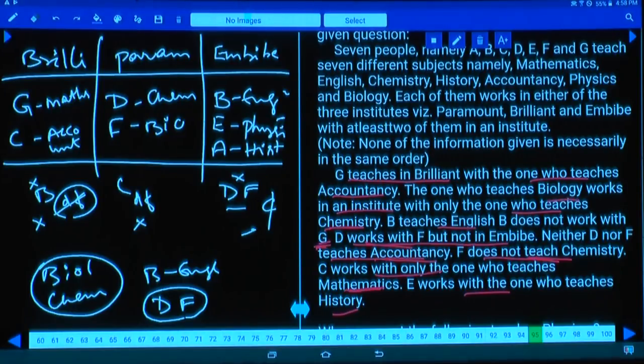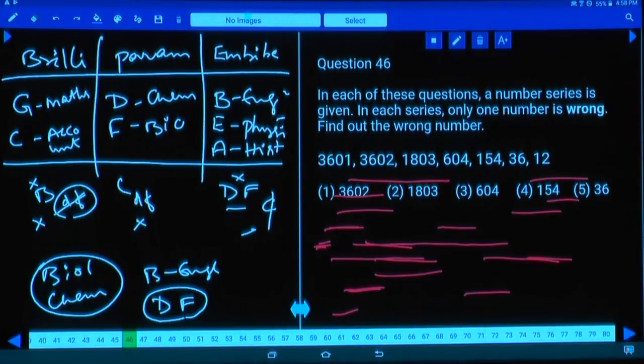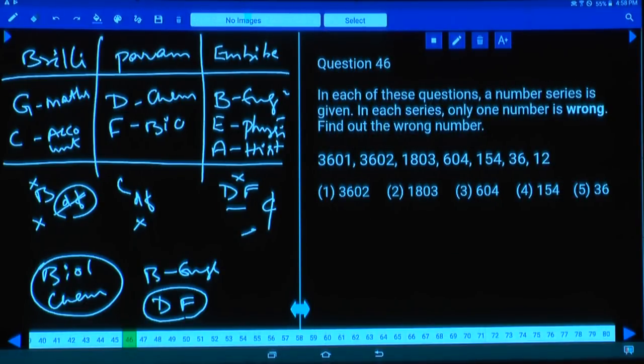Number series. Question numbers 46 to 50. Tell me what is your doubt. Now among these 5 questions, 46 to 50, question number 46.